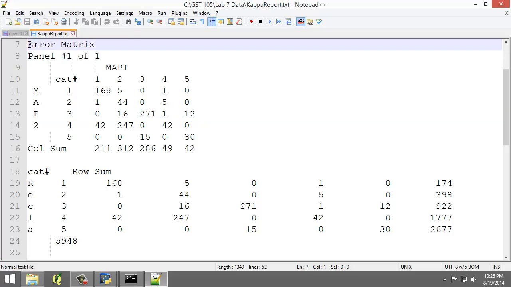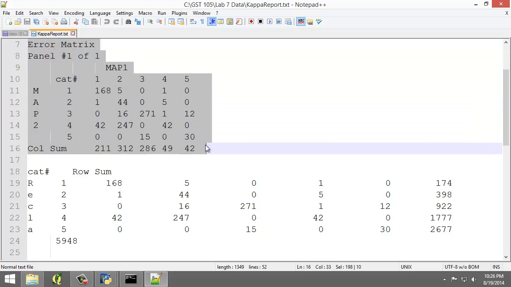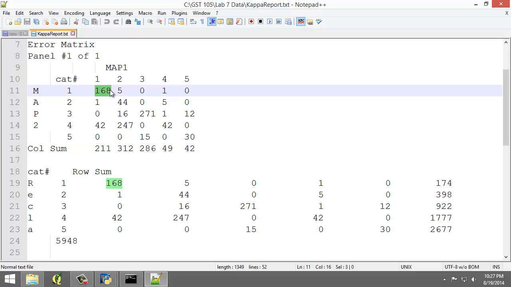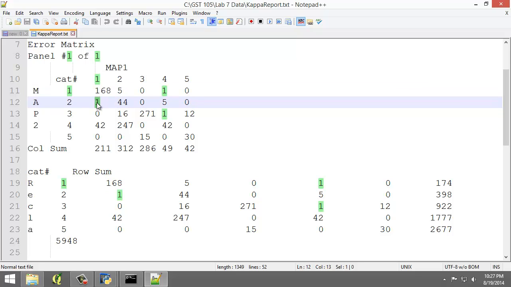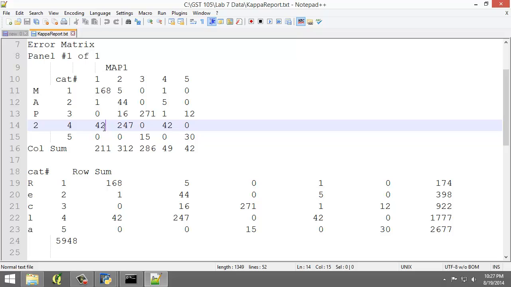So let's consider this error matrix for a moment. The columns are the reference data, which is the supervised classification we did by hand, while the rows are predicted classifications, which are the classifications done by the computer. So, for example, if we look at the category 1 column, it reports that 168 cells were classified as category 1 when they were category 1, so that means it actually was classified correctly. However, one cell was classified as category 2 when it was in fact category 1, so that means it was classified incorrectly. Additionally, 42 cells were classified as category 4 when they were actually category 1 cells.